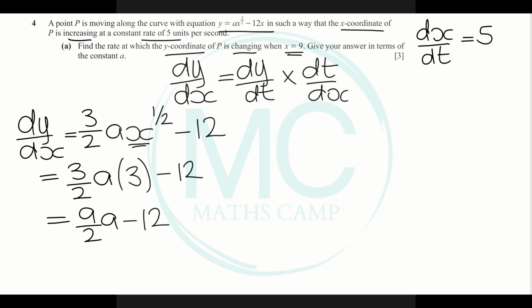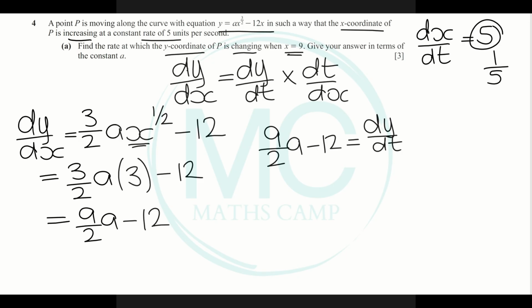And now we can fill these into our formula. So instead of dy/dx, I'm going to say 9/2 a − 12 is equal to dy/dt, that's the value we need to find, multiplied by dt/dx. But we have dx/dt. So to find dt/dx, all we do is change the rate into its reciprocal fraction. So dt/dx will be 1/5. And I can multiply this in over here.